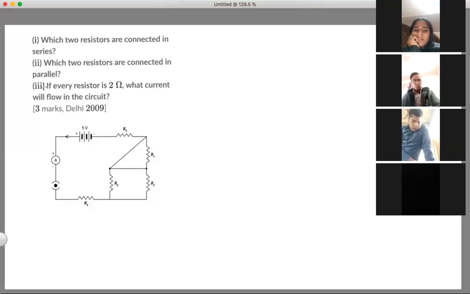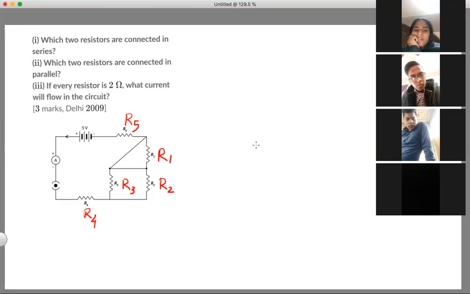Sir, two. The answer of question 1. Yes, that is right. Sir, R1 and R2 are in series. See, you can read the numbers clearly, because let me just write it clearly because they are very small. This is R5, right? This is R1, this is R2, this is R3, and this is R4.